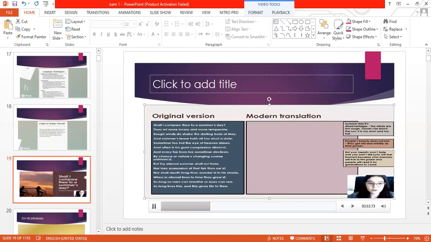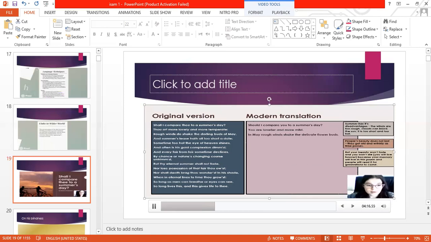So let's look, line 1. Shall I compare thee to a summer's day? He is asking himself, should I compare you to a summer's day? The second line, thou art more lovely and more temperate. Shakespeare says, you are lovelier and more mild than a summer's day.